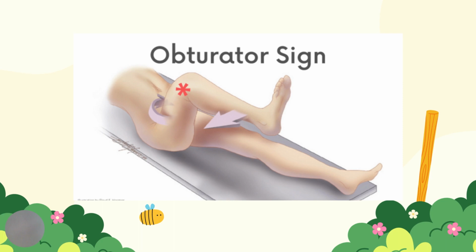Similarly, if we are expecting that patient's appendix is in pelvic position, we ask the patient to flex and internally rotate the hip joint. If the pain is increased, then it means that the appendix is in pelvic position and is lying over the obturator internus muscle. By this maneuver, the obturator internus muscle is irritated and patient's pain is increased.